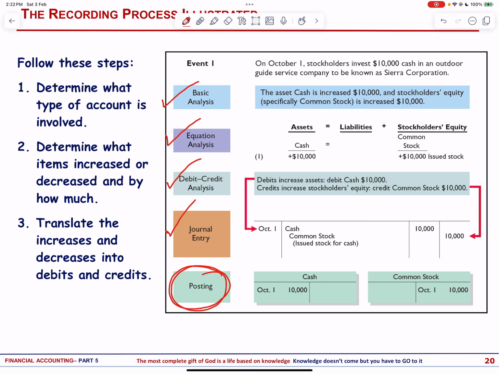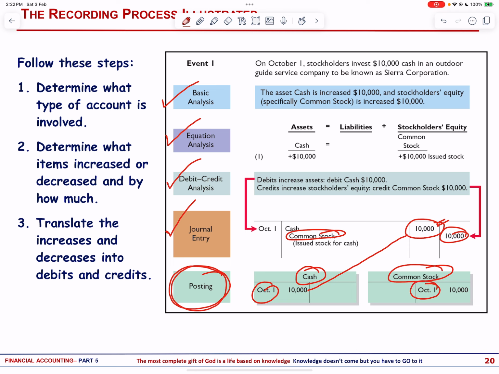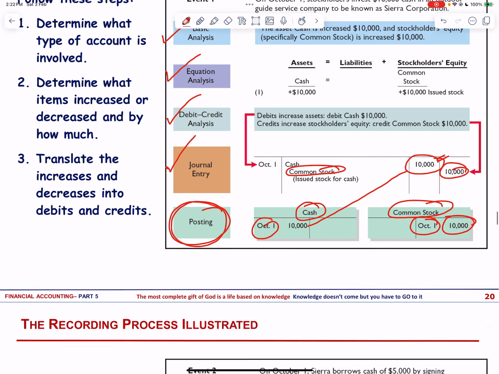So we have cash for 10,000 and it is debit. We make a cash account, we have the date, and the amount is recorded on the debit side. The other account now is common stock. This is credit, so we record the date on the credit side, and the amount is also on the credit side. Let us look into the next transaction.